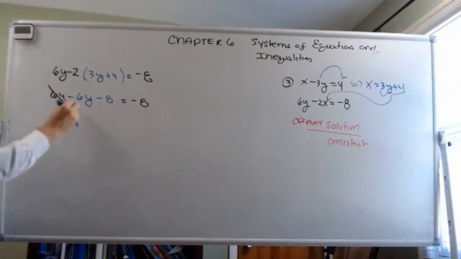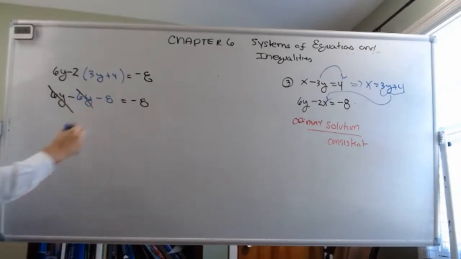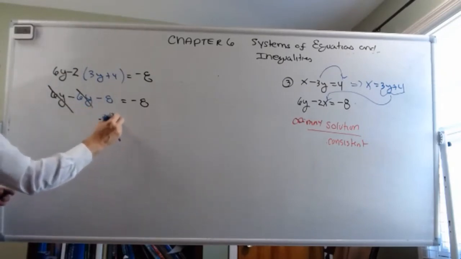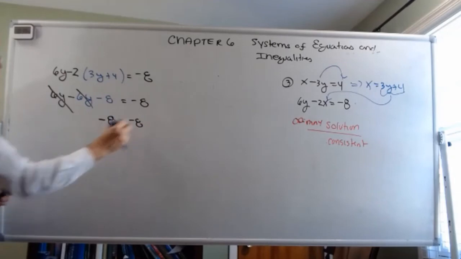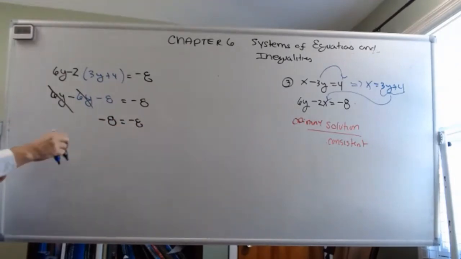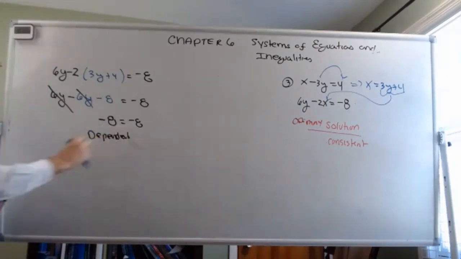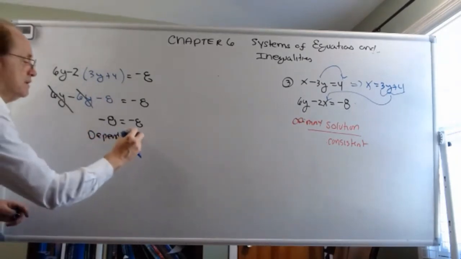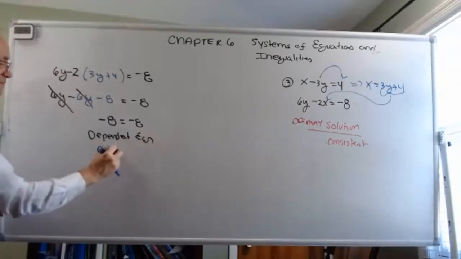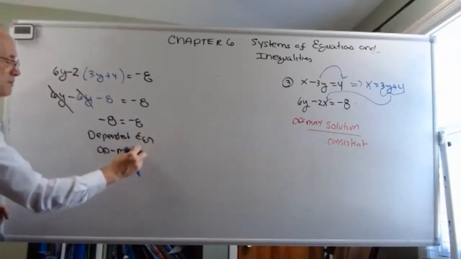Notice what happens. The variable vanishes. And what do I end with? I end up with the consistent statement that negative 8 is negative 8. When that happens, it's not inconsistent, then these are dependent equations. They're actually the same equations. So we have infinitely many solutions.